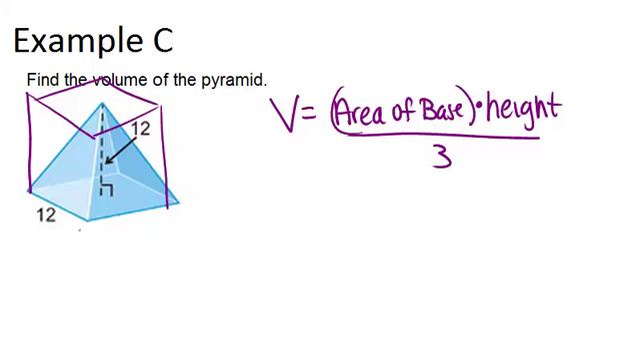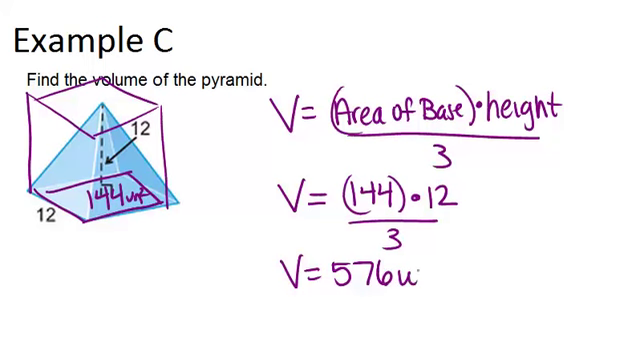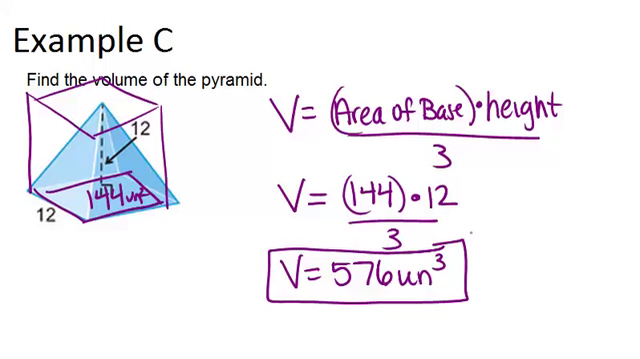So because the base is a square, the area of the base is just 12 times 12, or 144 units squared. So that's the area of the base. The height also happens to be 12. So that's our height, and then we'll divide by 3. And our final answer is 576 units cubed. And remember, volume is always in units cubed because we're thinking about how many little unit cubes would it take to fill up the whole pyramid.